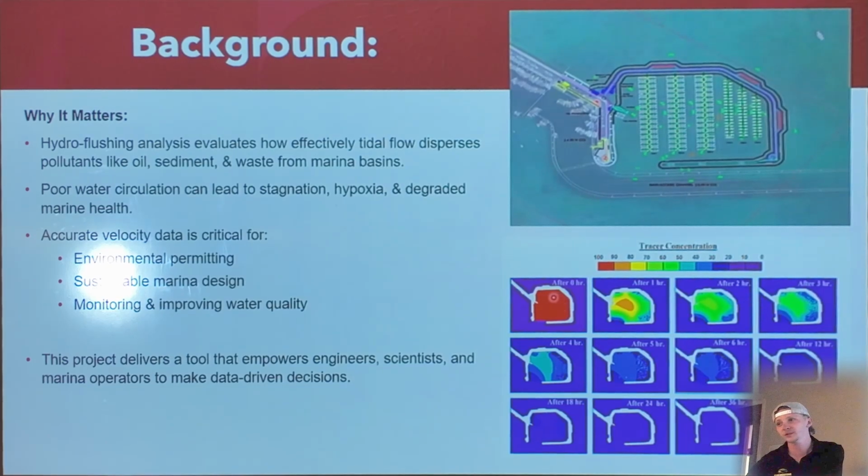This was an actual hydro flushing analysis conducted by another coastal engineering firm, where the red is the concentration of pollutants. As you can see, it's assumed to be 100% volume, and over the course of roughly a day, after 24 hours, you can see that it's mainly gone and dispersed, and definitely after 72 hours. So this is an example of a successful hydro flushing analysis.